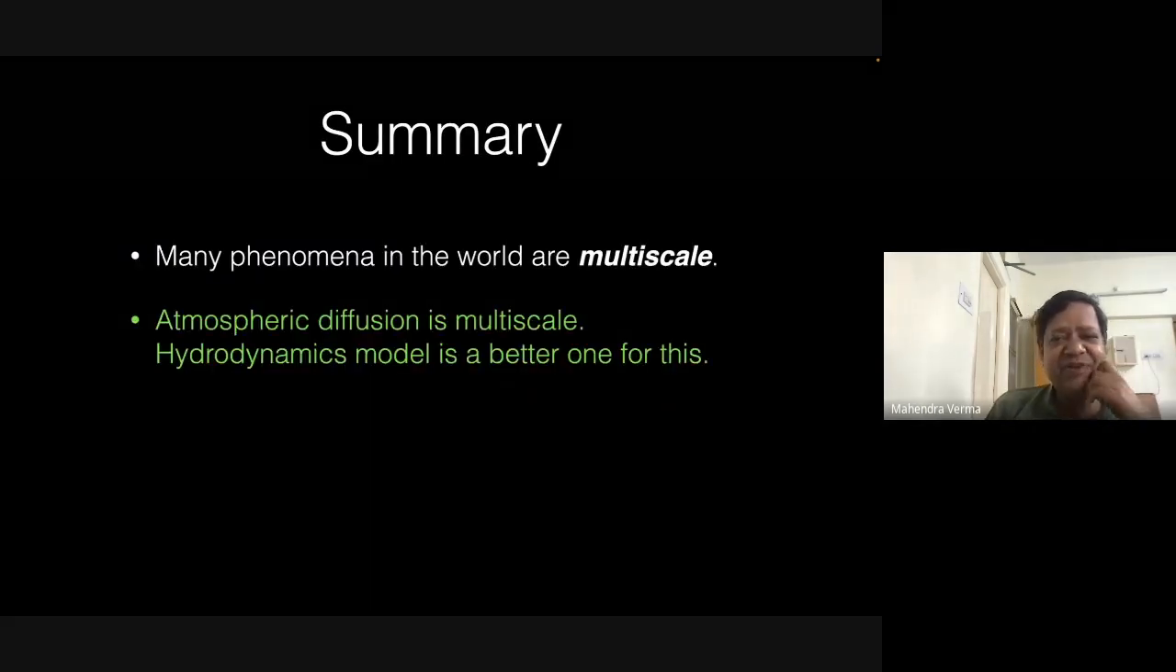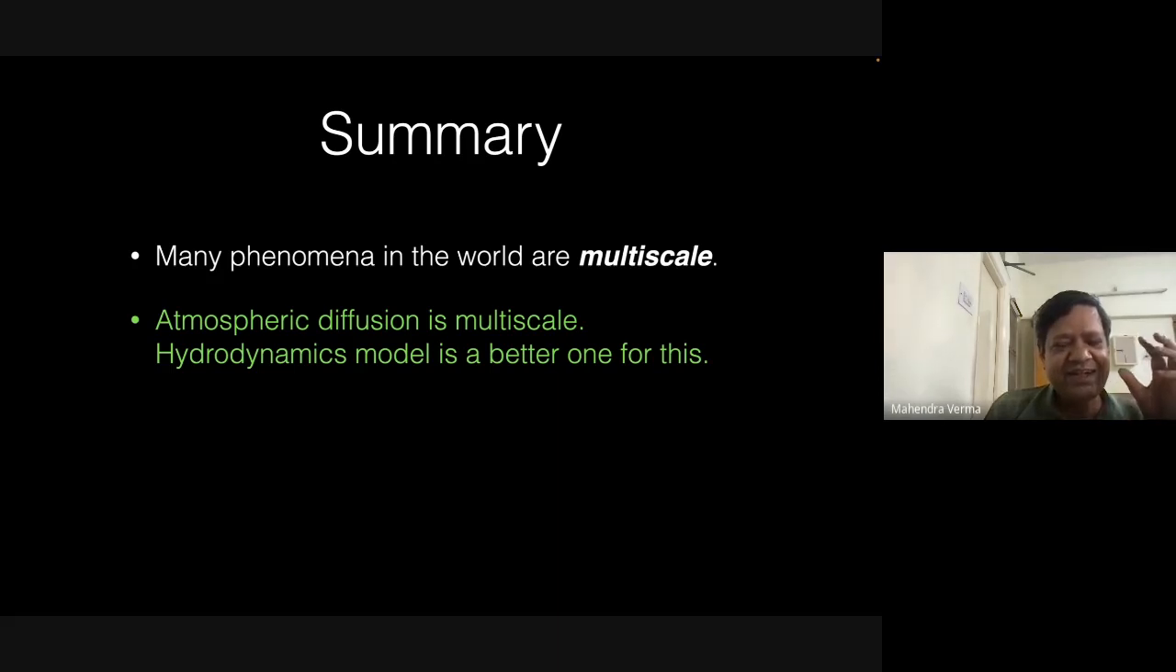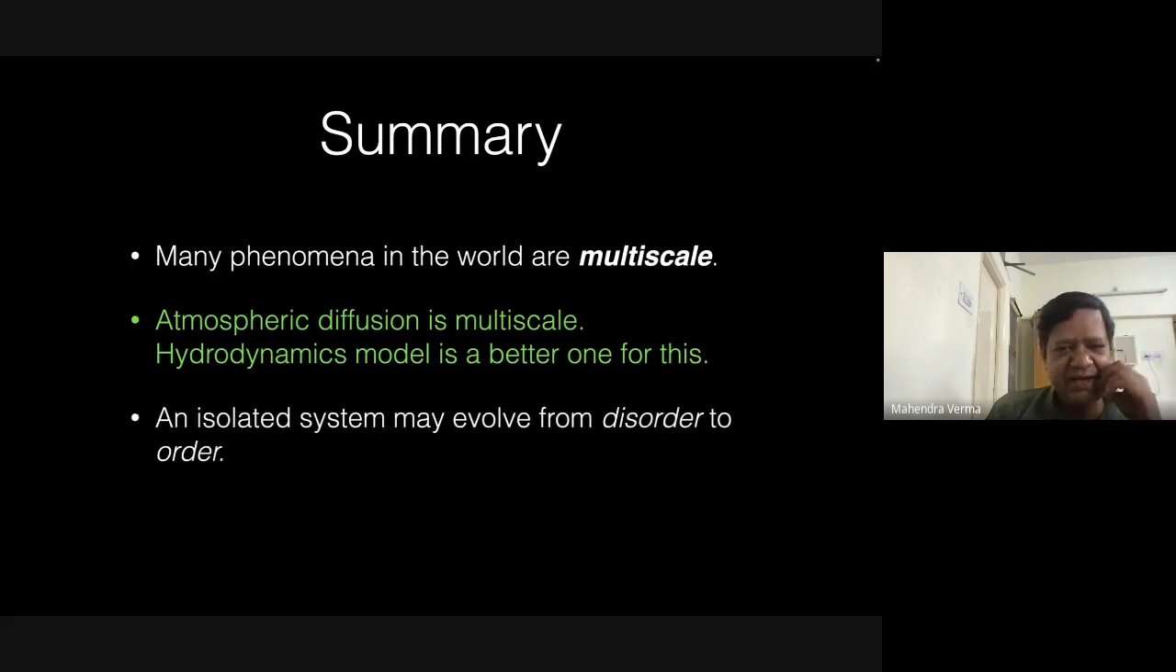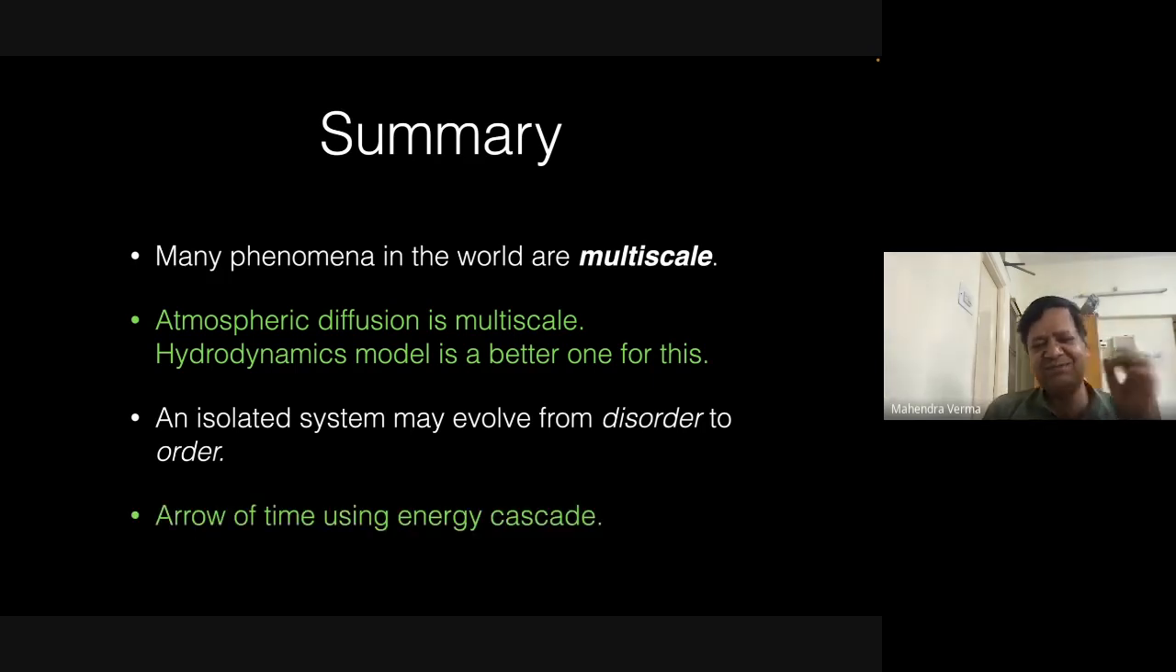So summary: many phenomena in the world are multi-scale. I gave some concrete examples, where I showed that atmospheric diffusion is multi-scale, and a hydrodynamic model is able to explain it, which Brownian motion definitely does not explain. An isolated system may evolve from disorder to order, and the concrete example is 2D Euler flow and the arrow of time using energy cascade. These are some concrete examples. Okay, so I'll end here, and I'm happy to take questions.